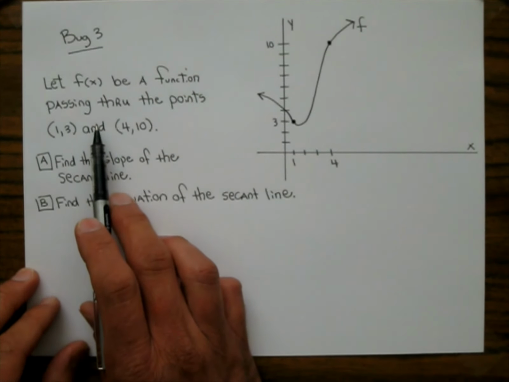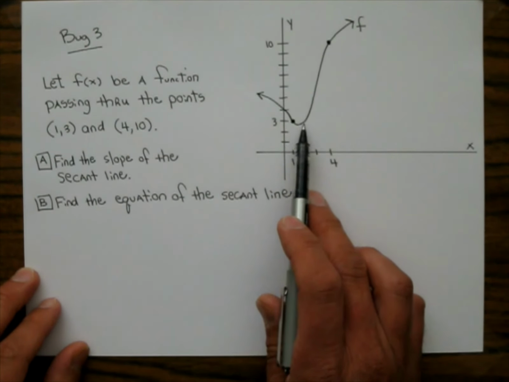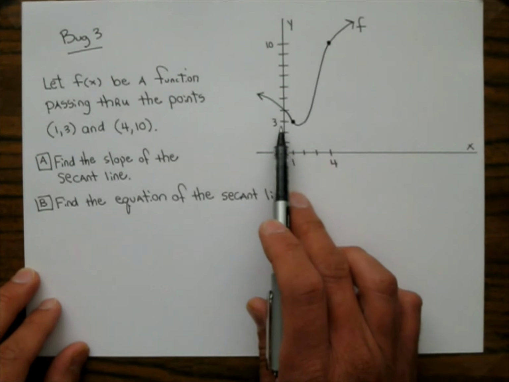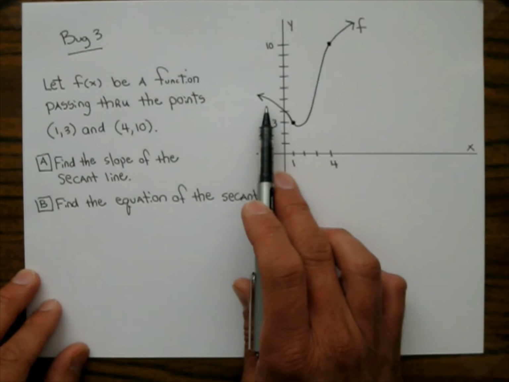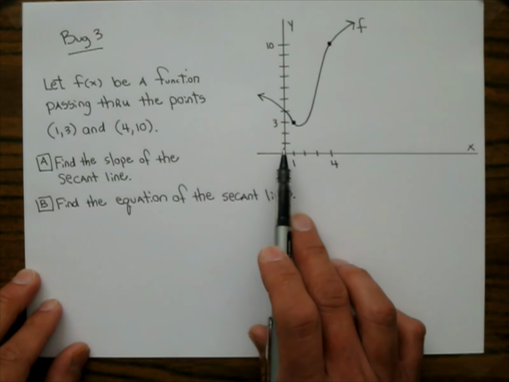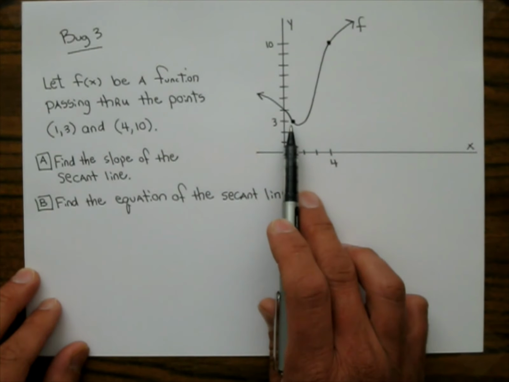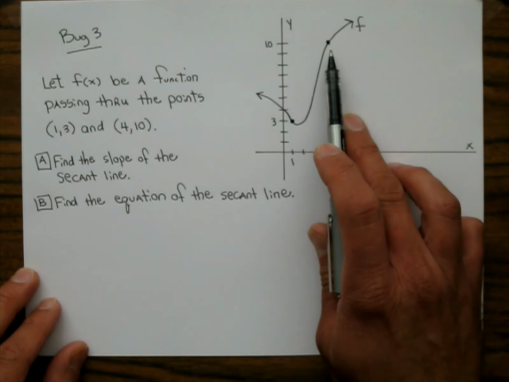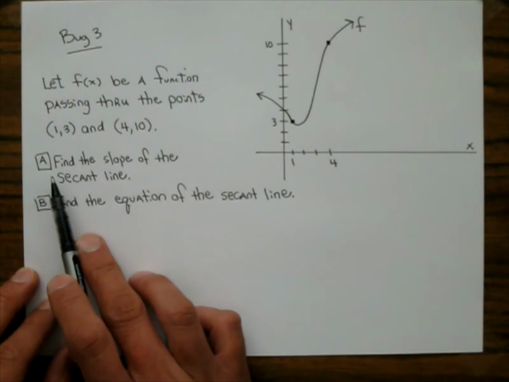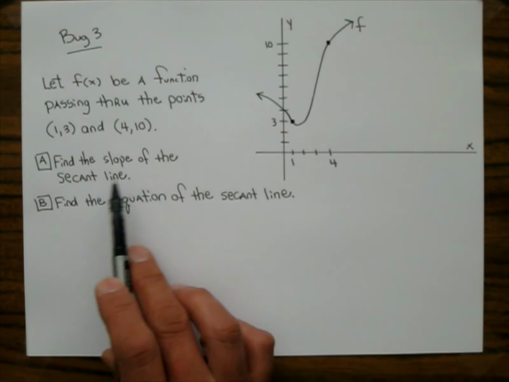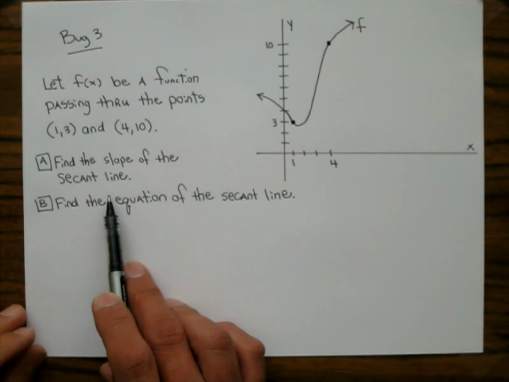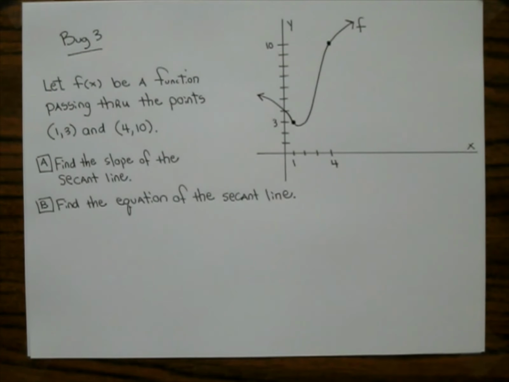You have f of x, it's a function, passes the vertical line test, there's a picture of it, and it passes through the points 1, 3, right here, and 4, 10. The first question is find the slope of the secant line. The second question is find the equation of the secant line.